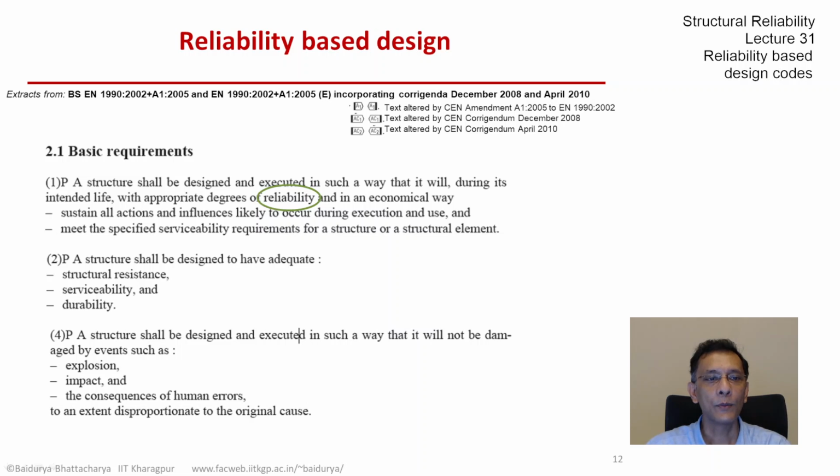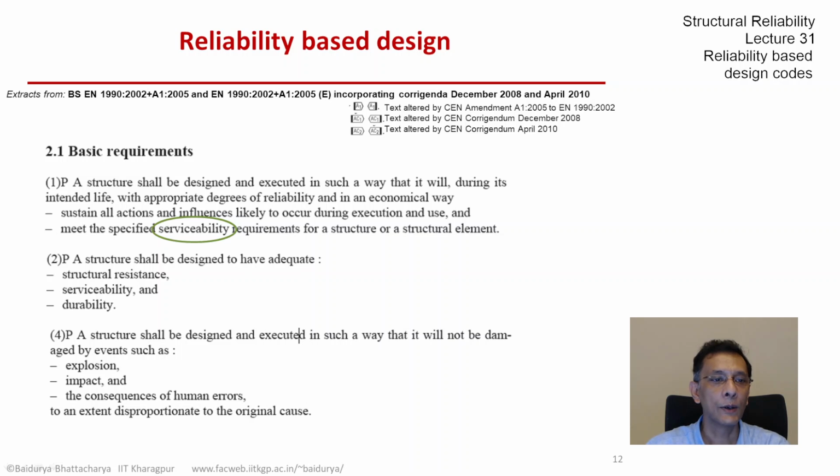So the code is reliability based. We are very clear about that. We also see the issues related to the definition of reliability that we discussed early on in this course. They are all contained in this sentence. There is an intended service life. There are all service conditions and demands that are placed on the system. So those are the loads, and the structure should not fail under those loads, and the structure should also function.